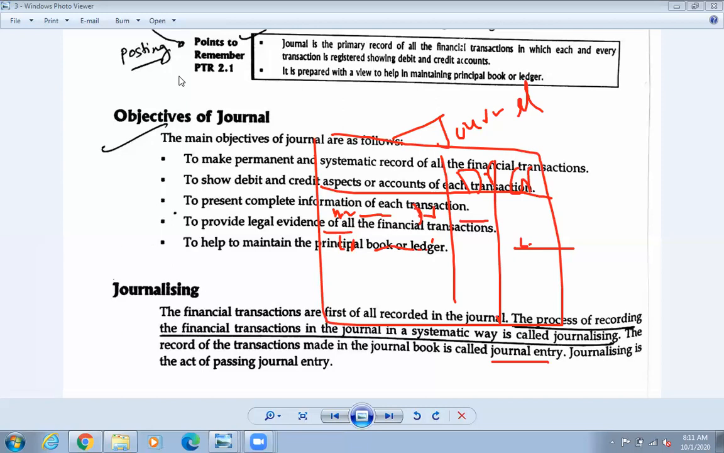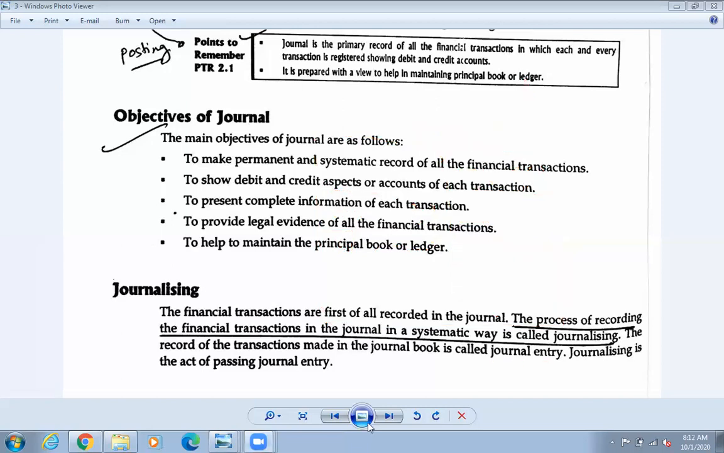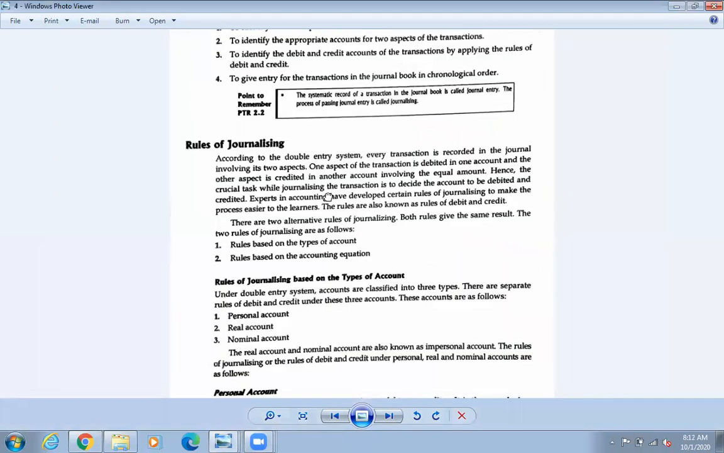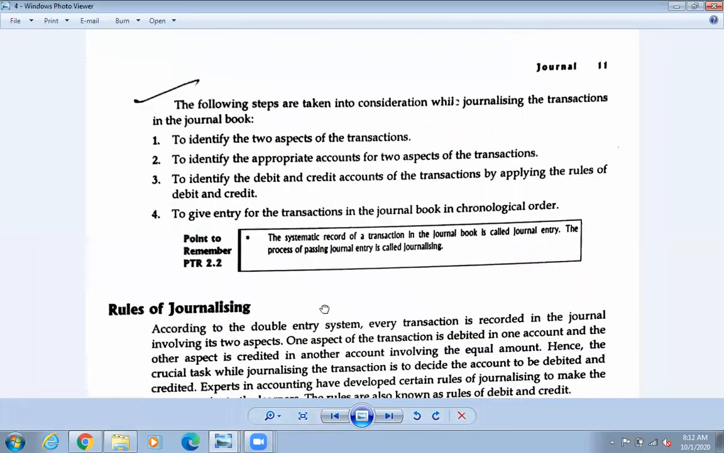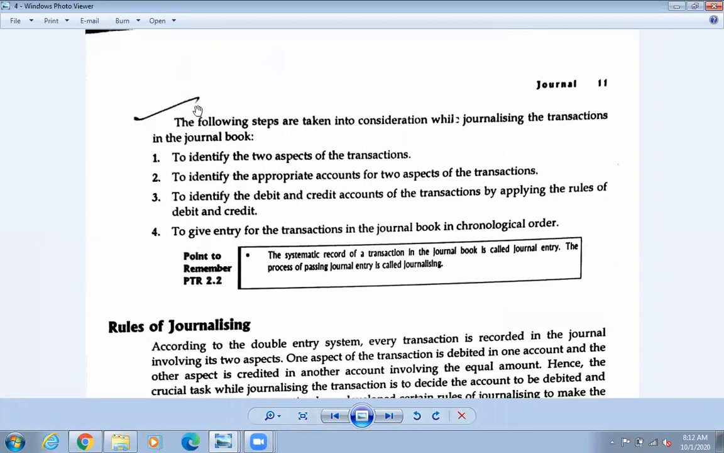So quickly let me go to the next topic. Okay, so here look at page number 11 and write down the next question also. The following steps are taken into consideration while journalizing the transaction in a book. So what are the steps to be taken into consideration while journalizing the transaction in the journal book.